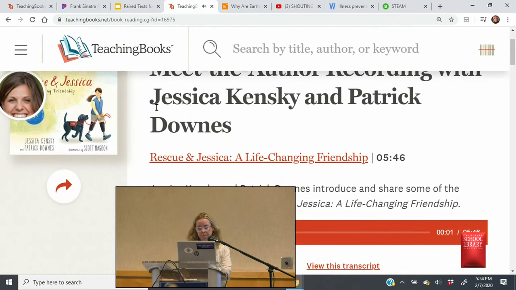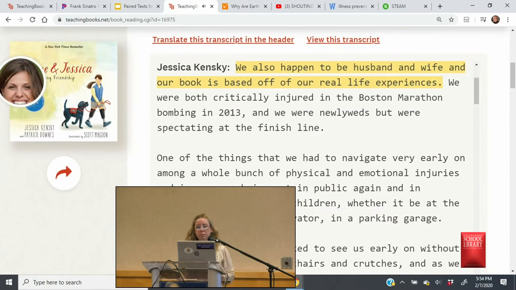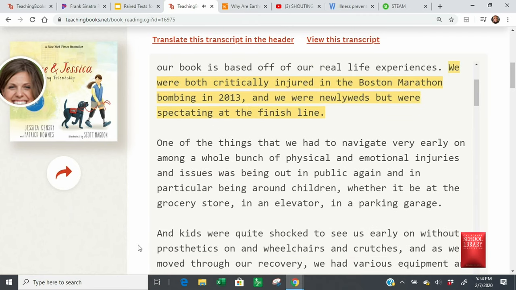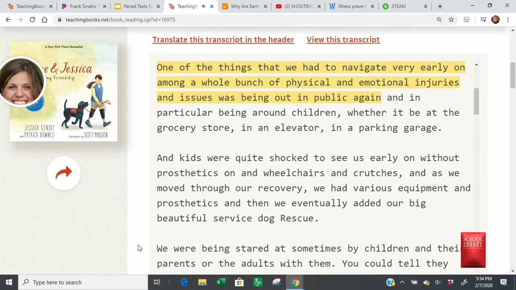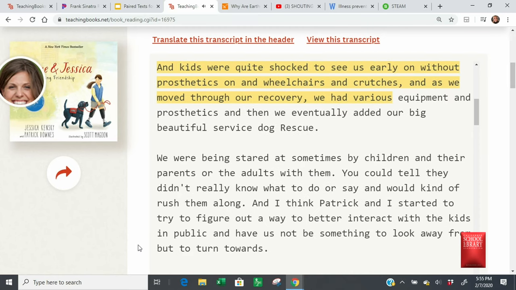My name is Patrick Downs. And my name is Jessica Kensky. And we're the authors of Rescue and Jessica, Life-Changing Friendship. We also happen to be husband and wife, and our book is based off of our real-life experiences. We were both critically injured in the Boston Marathon bombing in 2013, and we were newlyweds that were spectating at the finish line. One of the things that we had to navigate very early on, among a whole bunch of physical and emotional injuries and issues, was being out in public again, and in particular being around children, whether it be at the grocery store, in an elevator, in a parking garage, and kids were quite shocked to see us early on without prosthetics on and wheelchairs and crutches.